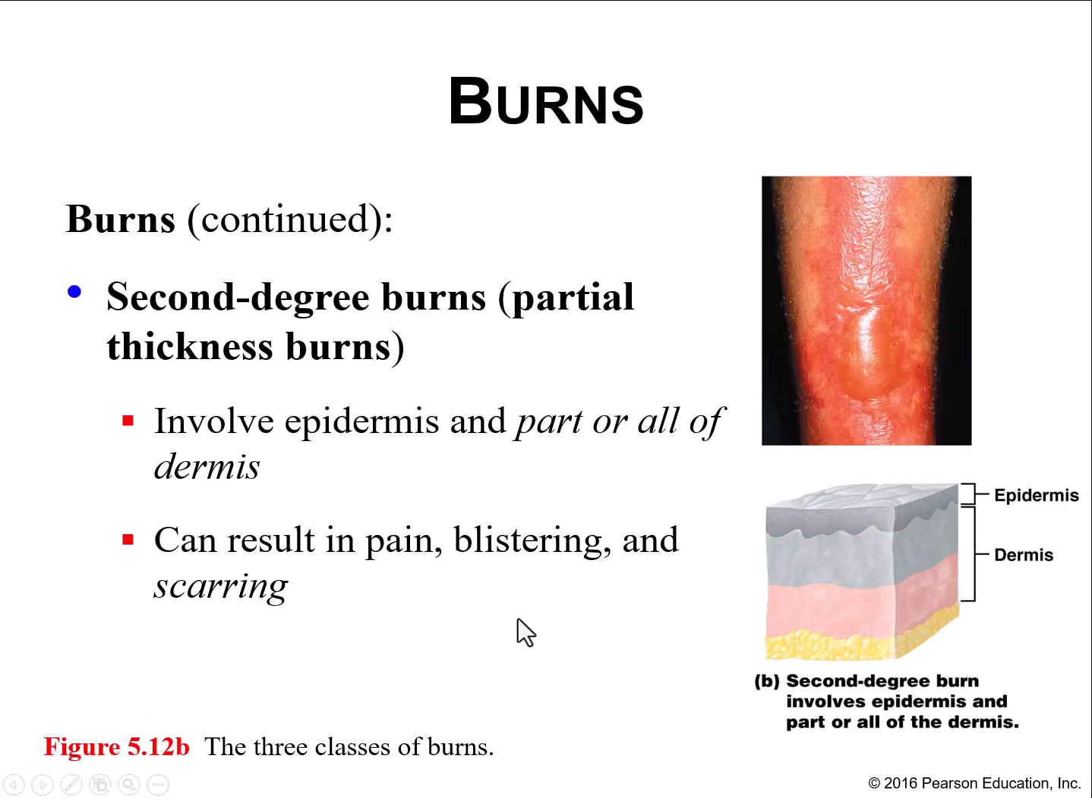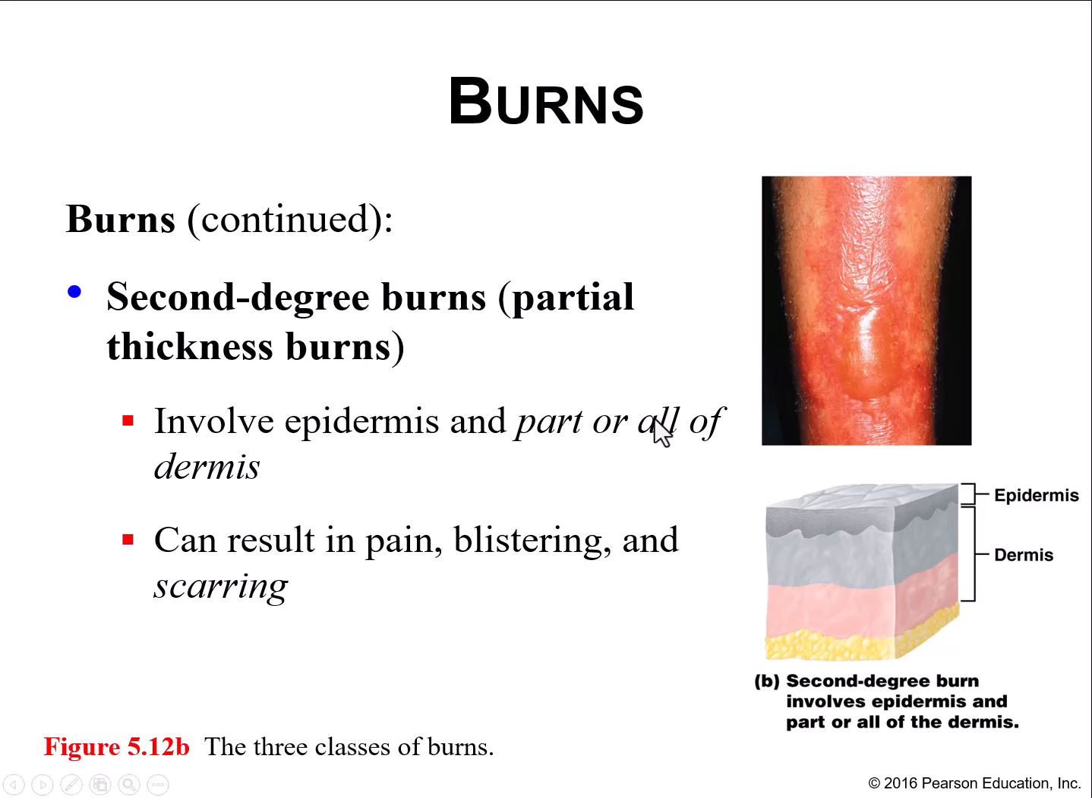Second degree burns affect part of the dermis, not the entire thickness of the dermis, just part of the dermis. And this is where you'll also start getting some blistering. A lot more pain and sometimes some scarring, and you can get a severe enough sunburn that it would be classified as a second degree burn.